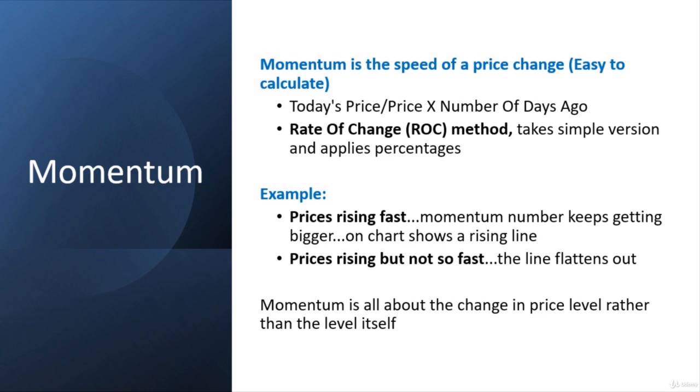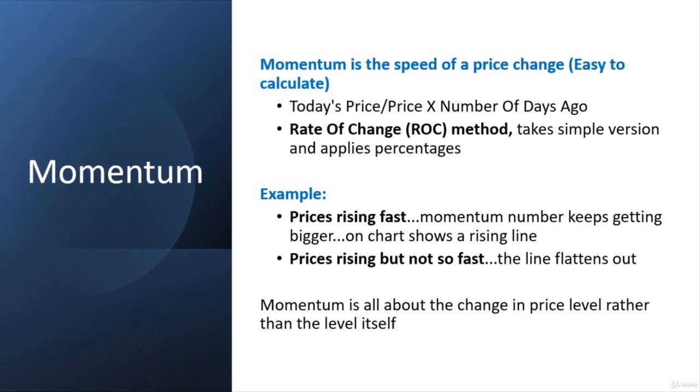It looks at today's price, what you could pay today for a security, and what was that price X number of days ago, or periods ago, hours ago, minutes ago, whatever your number of periods are. You're going to compare those two. And it's going to look at a rate of change method that applies some simple mathematics and percentages around that. In fact, when you look at momentum on your platform, it might not even call it momentum, it might call it ROC, or rate of change.